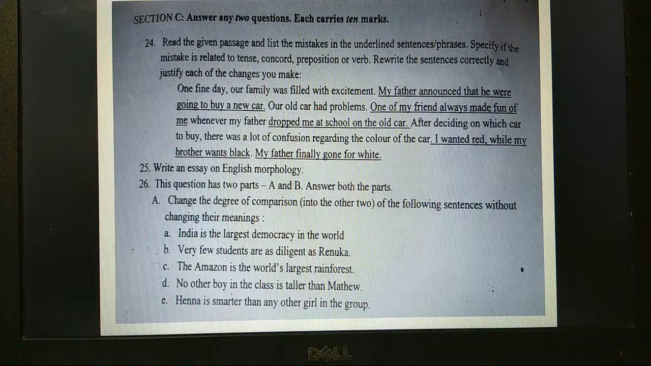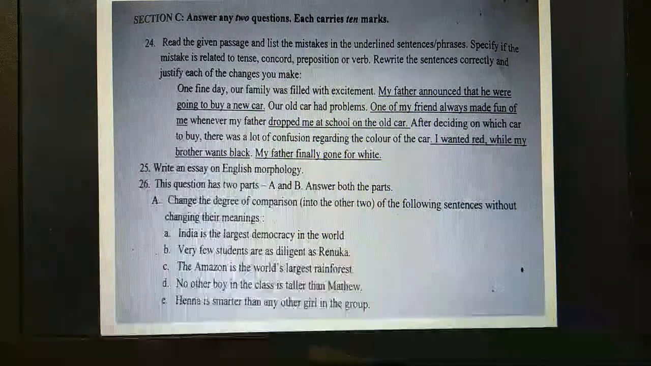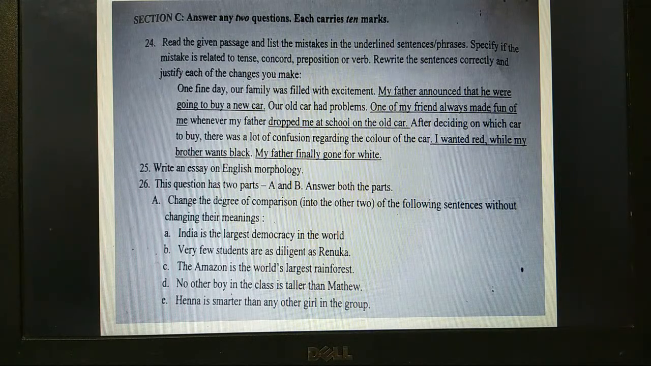That is question number 26. This question has 2 parts. Remember, question number 26 has 2 parts, A and B. And you get 10 marks only if you complete A and B. Answer both parts. Your 26th question is complete only with answers to all the questions in sections A and B. Okay, so let us look at section A.